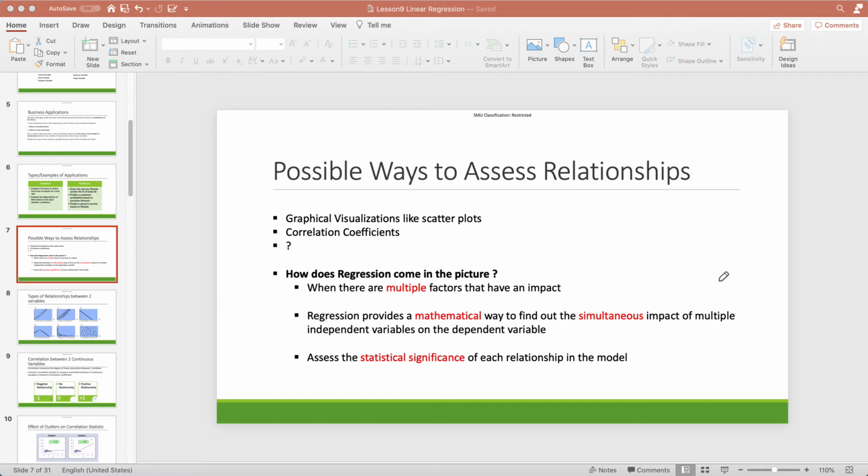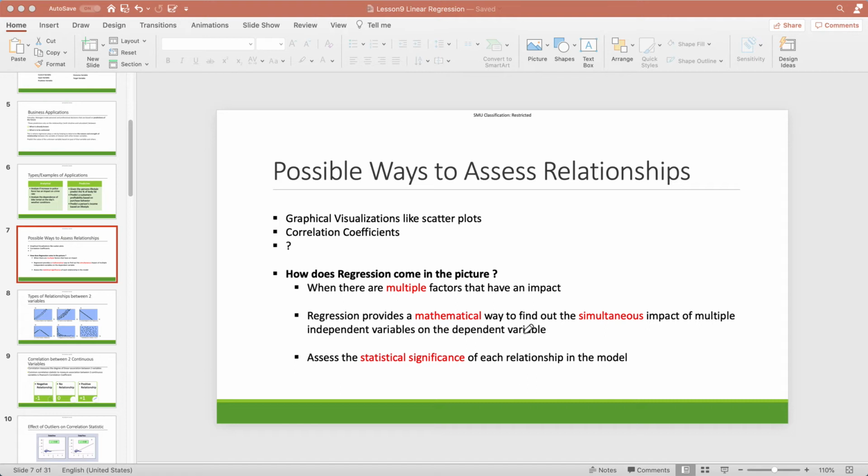And that is where regression becomes very useful. So let's understand why regression helps and how it helps in those situations. Regression provides a mathematical way to find out the simultaneous impact of multiple independent variables on the dependent variable. So I'm saying quite a few things here.